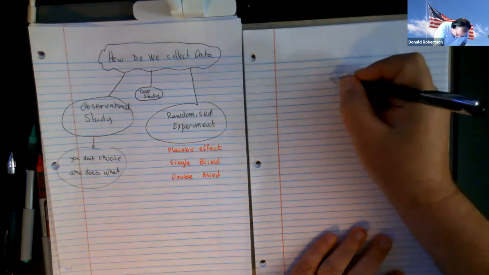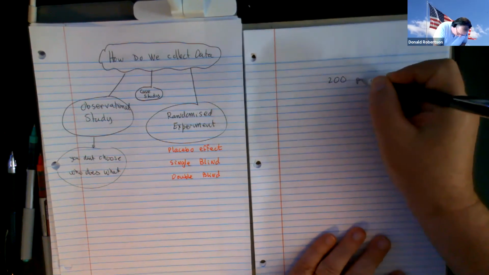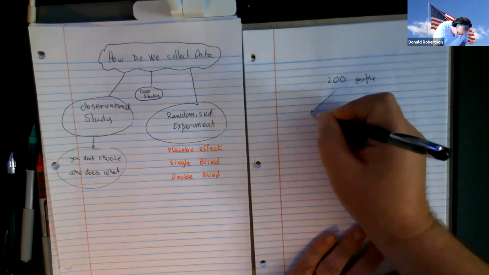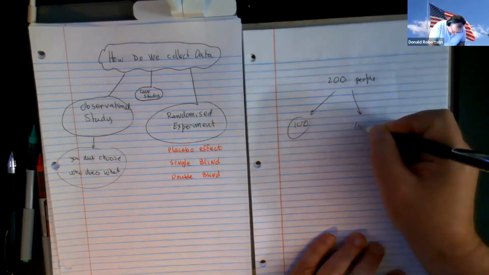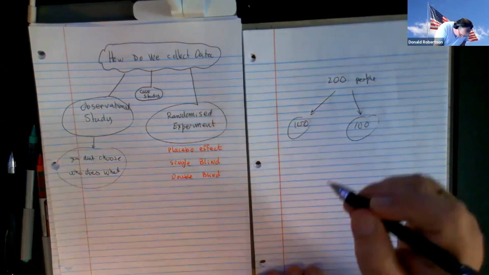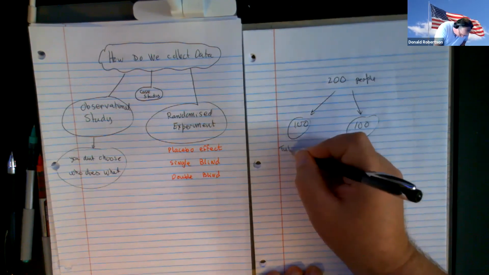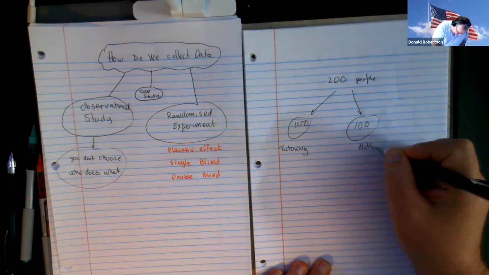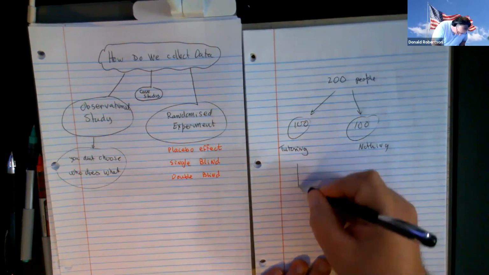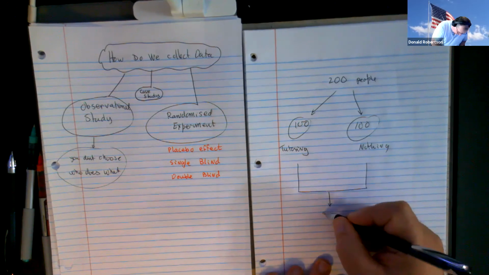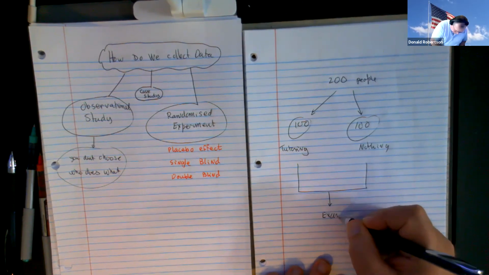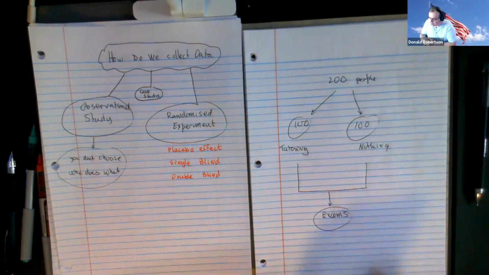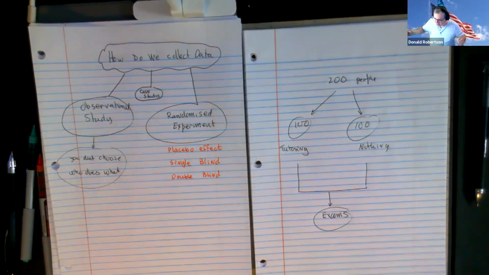You take 200 people again. I'm going to split them into two groups of 100. And this group, you do tutoring to. And this group, you do nothing. And then you collect data on how well they did in the exams. Now, let's say it's a big university where they've got 200 students in their stats classes, right?